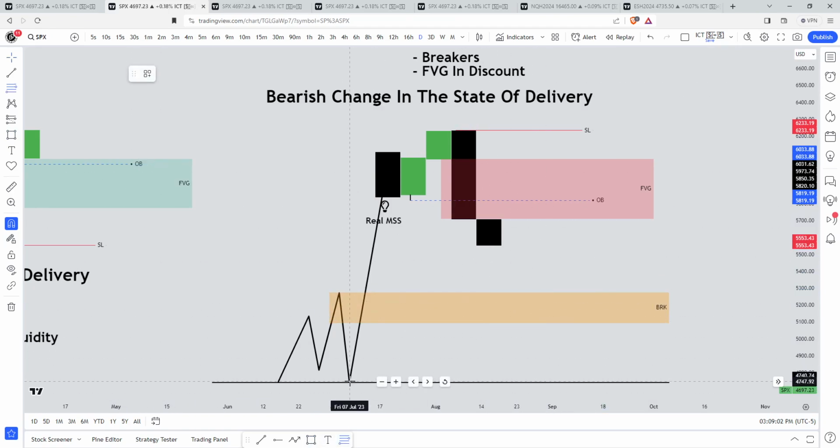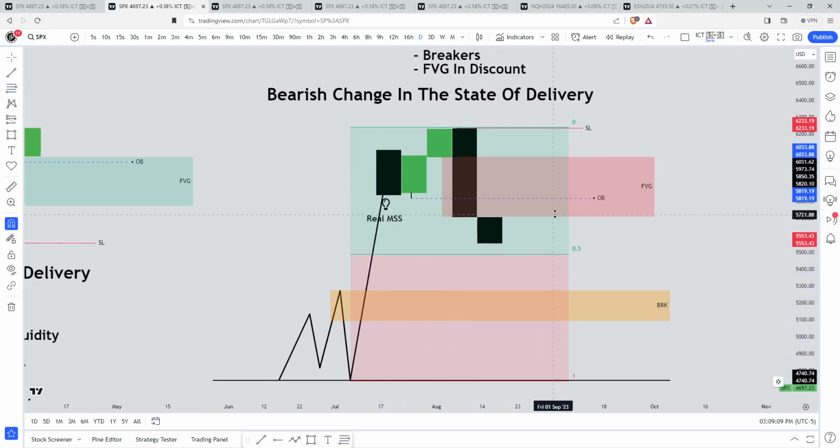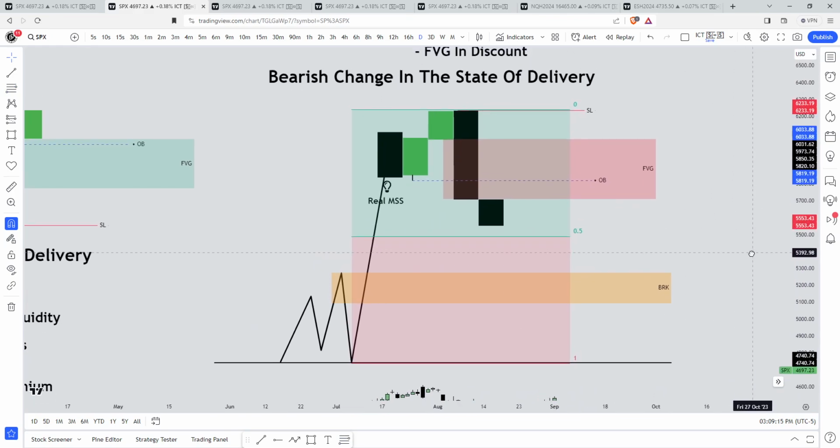What I could also do is draw a fib from the swing low of where that breaker is, the inception of the delivery to the upside, and I could look for that 50% level. Now you may say, well, Dan, that's super close to the 50%. A lot of times it's not going to be.